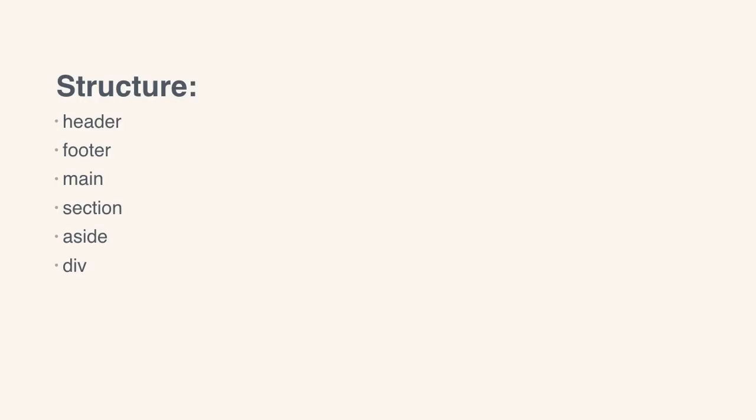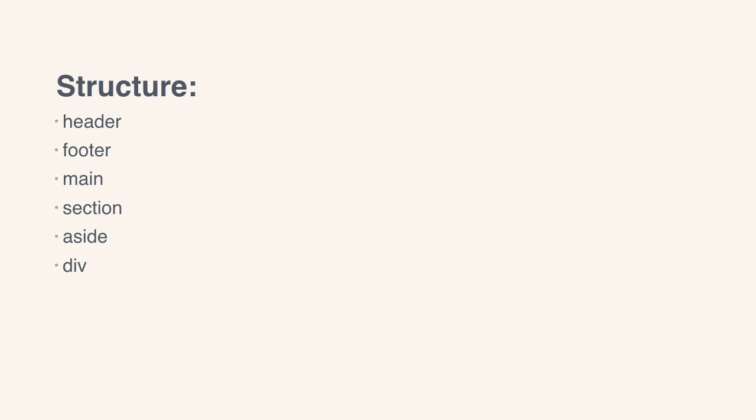For structure, you'll primarily work with these 6 elements. You have the header element, which is typically where you'll find some type of heading that tells you what the whole page is about and possibly some menu items. You have the footer element, which will generally include things like a copyright message or some information about the creators of the website or the owners of the website.